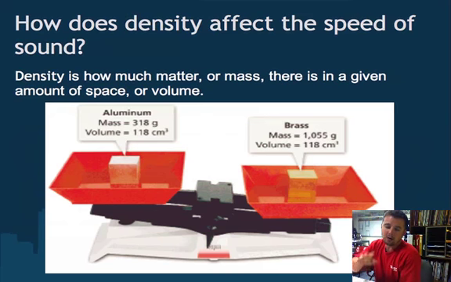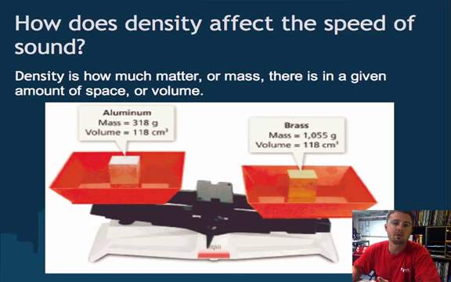So when we're thinking about elasticity, we can also include density. Density is how much matter or mass there is in a given amount of space. So if something is more dense, it has more stuff, basically, in a smaller amount of space. It's more compact. If you imagine these two objects, they have very different masses and the exact same volume. Since this one has more mass, it has more matter in the same amount of space, therefore making it more dense.